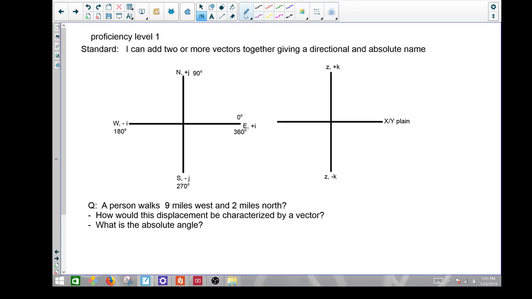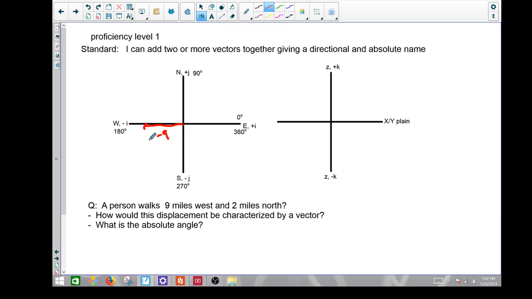We'll pick a different color here. All right, so I'm at 9 miles west. There we go. Now, to the left, just so you know, one thing that causes kids issues, they forget, it's a -9. All right, that's what that means. So the negative means to the left.